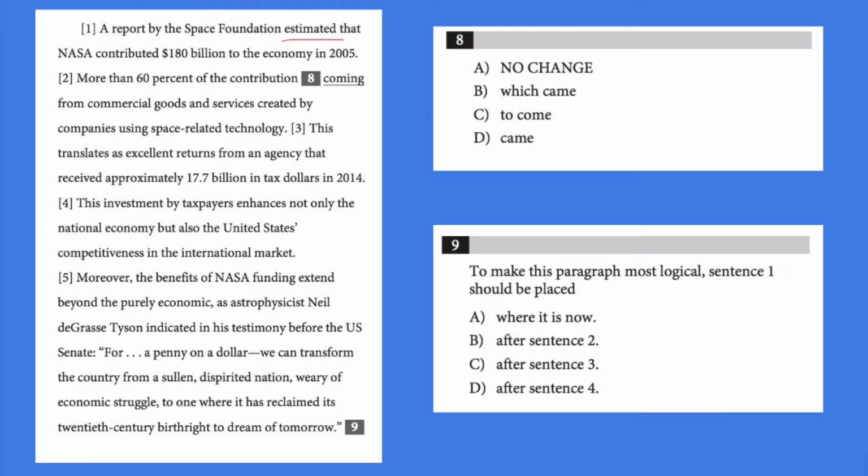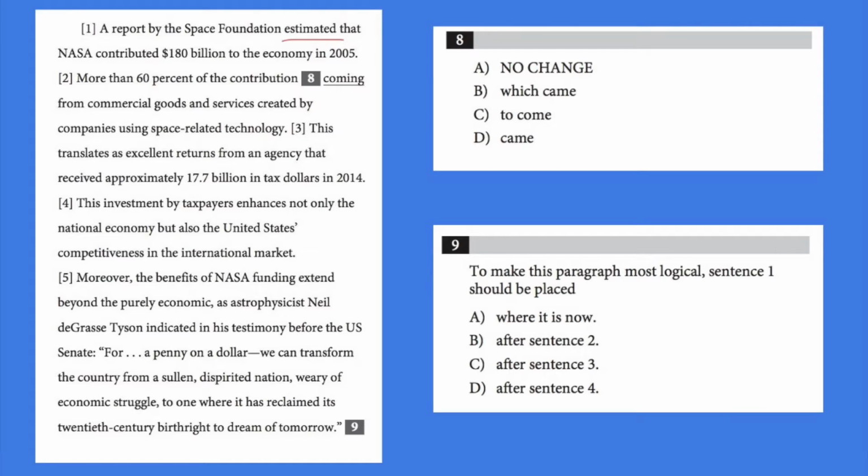More than 60% of the contribution came from commercial goods and services created by companies using space-related technology. This translates as excellent returns from an agency that received approximately $17.7 billion in tax dollars in 2014. This investment by taxpayers enhances not only the national economy but also the United States' competitiveness in the international market.